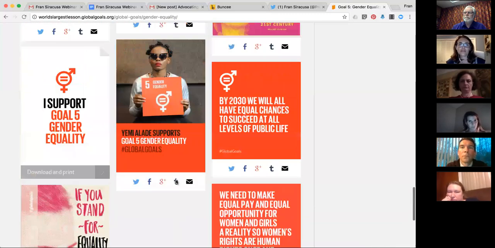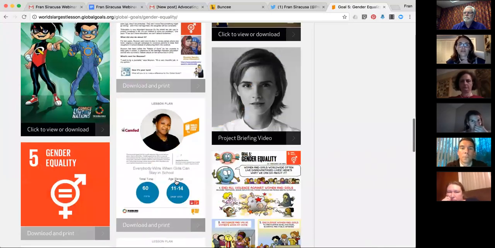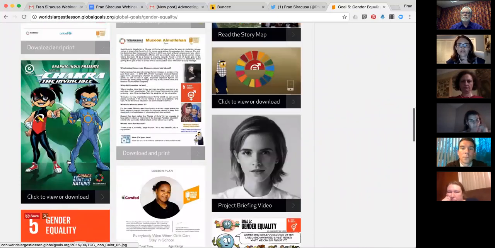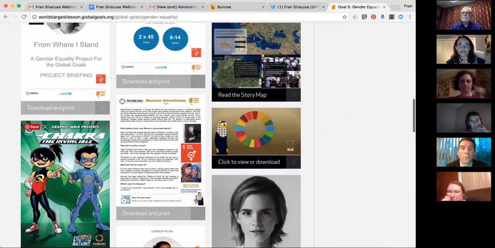So these are examples of different items. This is also the actual icon. So we printed these out, and you could see that we took some pictures of the kids holding up the icon that they were passionate about.